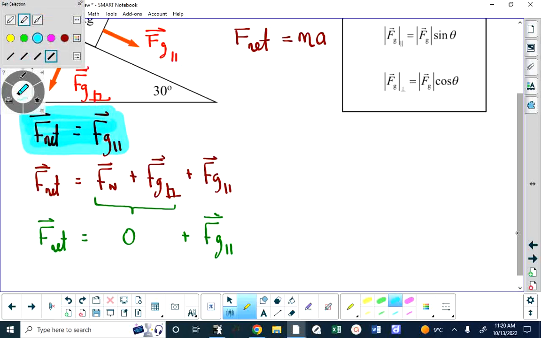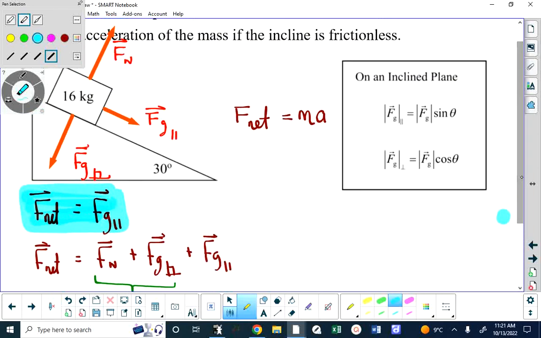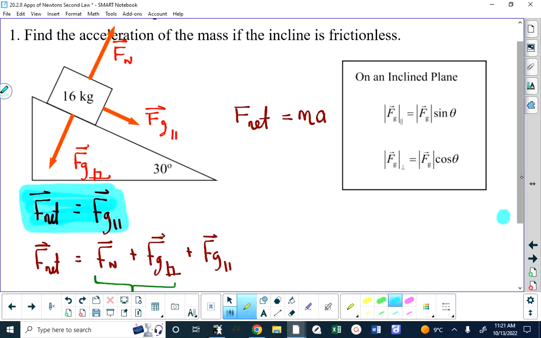That's the conclusion that I came to, and I came to that conclusion by looking at the diagram. When I add all those forces together, all I'm left with is FG parallel. Now you have a couple of options here. You could certainly calculate FG parallel on the side and then set it equal to MA. I am a person who likes to do this.